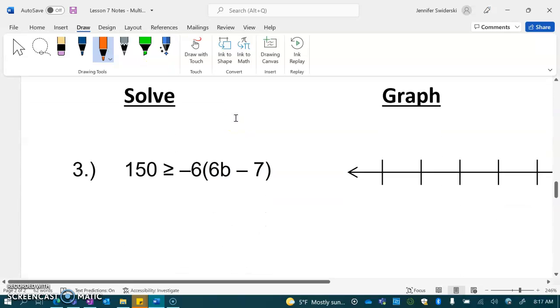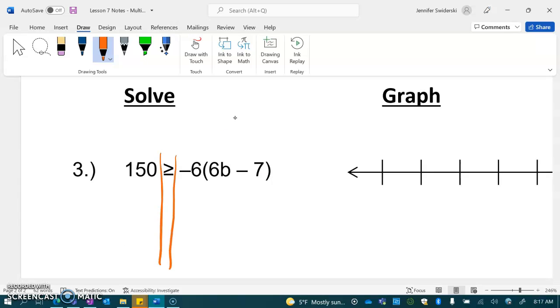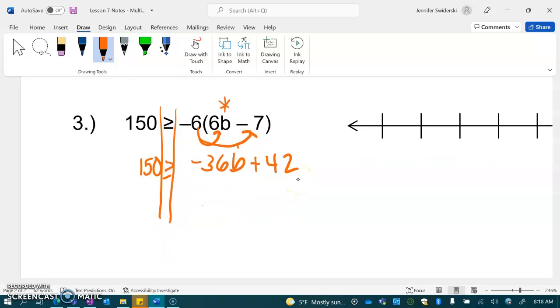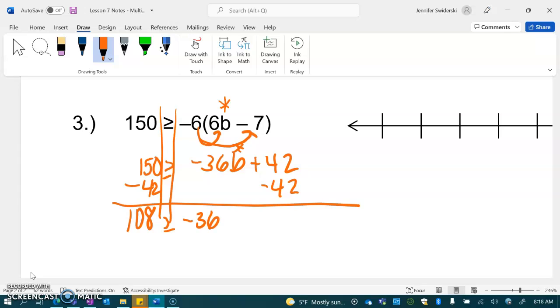For number 3, I'm going to solve. I see somewhere in here I'm going to have to flip because the variable is on the right-hand side of my inequality. I'm going to distribute. -6 times 6b is -36b. -6 times -7 is +42. Let's bring everything else down. I have 150 is greater than or equal to -36b plus 42. To get b by itself, I'm going to start by subtracting 42 from both sides. Doing that, I get 108 is greater than or equal to -36b.